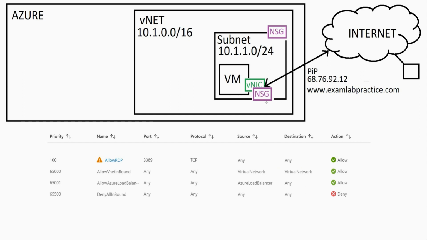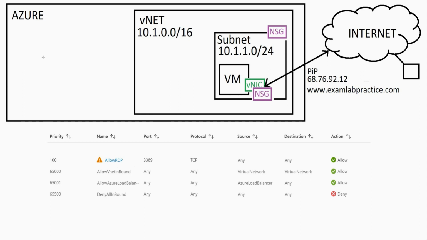Okay, and then the destination, well, is any. So what this NSG is saying is it doesn't matter wherever this NSG is attached, or this NSG, whichever one you're looking at, it's going to allow it. Okay, it's going to allow it, source and destination, for anybody. So that is how that's going to work.